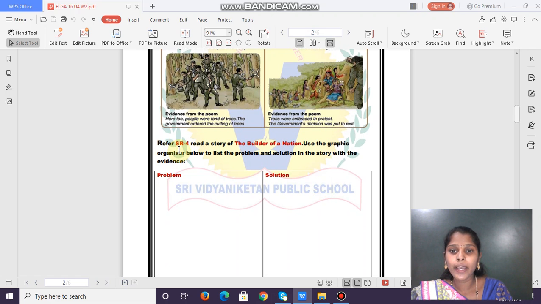Children, now you have to refer to SR4 and read the story of the builder of a nation. Use the graphic organizer below to list the problem and solution in the story with the evidence.